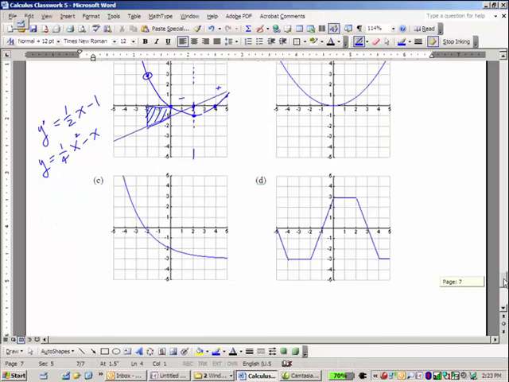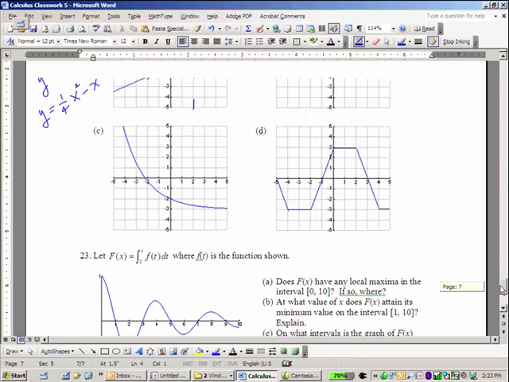Let's do D, and then Zach's saying it's time to go. It's almost nap time.